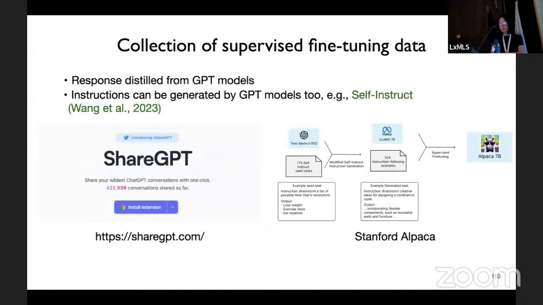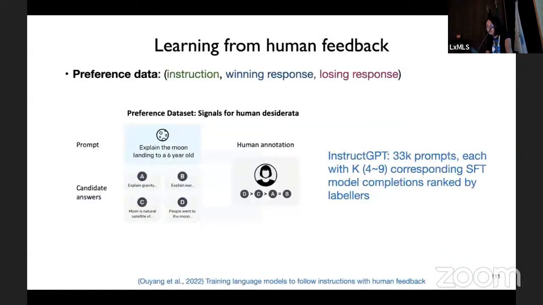And some of the data is actually distilled from ChatGPT, from the GPT models. For example, Stanford has this famous model called Alpaca. Essentially, the data is distilled from GPT models, and the instructions are also generated using a technique called self-instruct, also generated by these models.